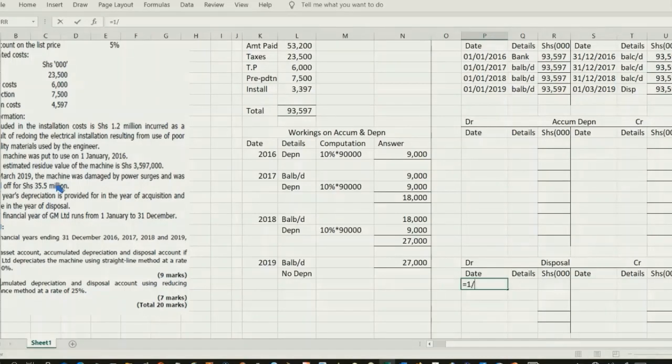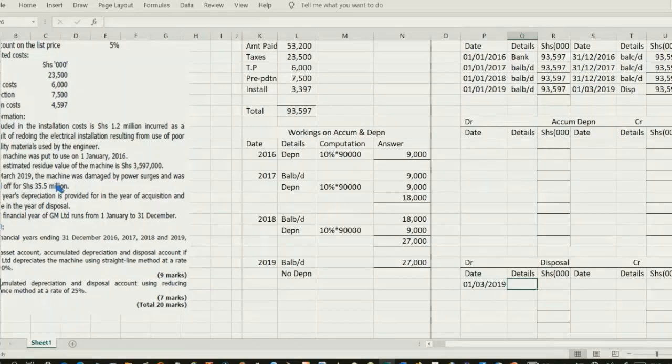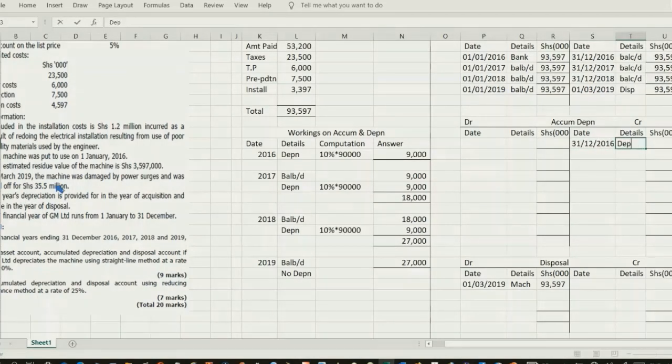So we come and reflect what we've done also in the disposal account. This date must report 1st of March 2019 from the machinery account. We disposed of a machine costing 93,597. So we come and also fill in our accumulated depreciation account and say that on 31st December 2016, depreciation was computed as 9,000 based on our workings, and we have to close off that financial year.